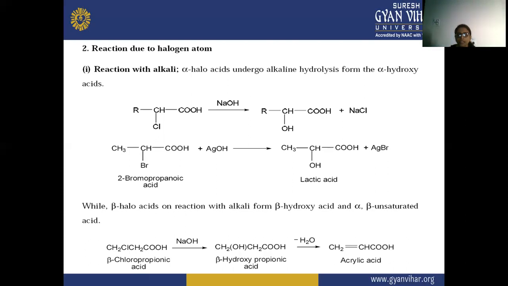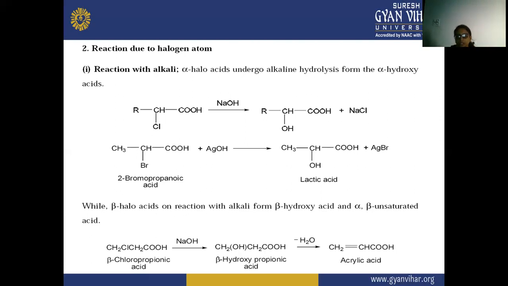There is a formation of this alpha hydroxy acid, that is, a hydroxy group gets substituted for this chlorine atom, and there is a formation of this alpha hydroxy acid because NaCl is formed. Second is your 2-bromopropanoic acid. So here the example is shown. We have taken 2-bromopropanoic acid, and when it reacts with silver hydroxide, there is a formation of lactic acid. So here the lactic acid is formed.